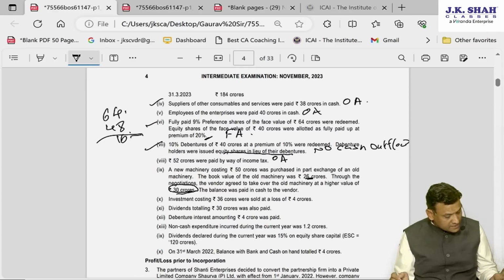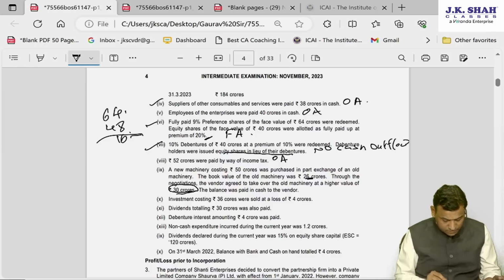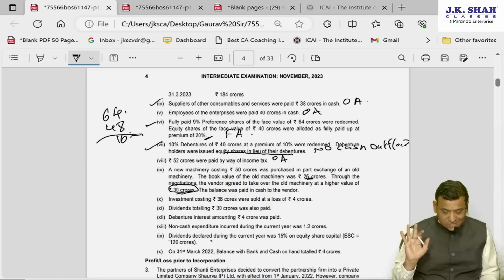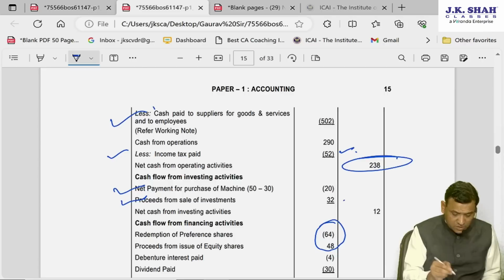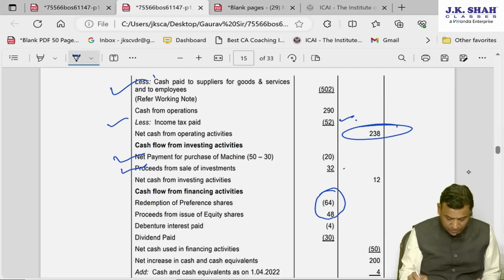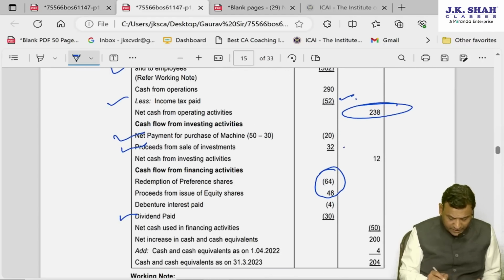So that is an adjustment, 120 crore into 15%. Dividends are declared. So that is just a declaration. Payment is not made. Here point number 9. But actually you have paid dividends of 30, which may be pertaining to previous year. So dividend paid 30. Done.